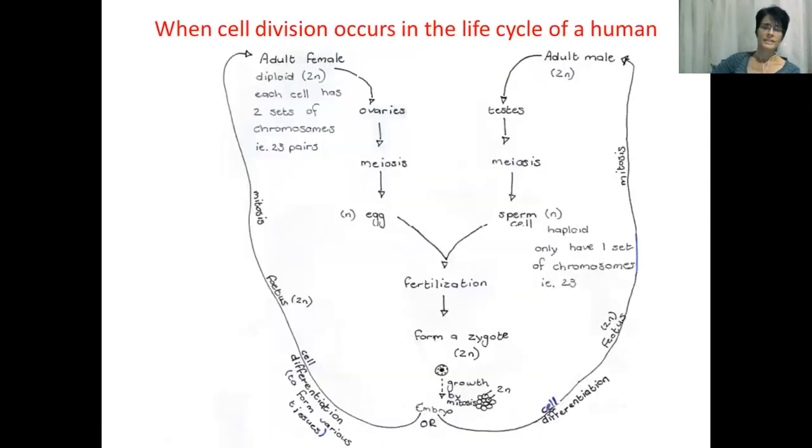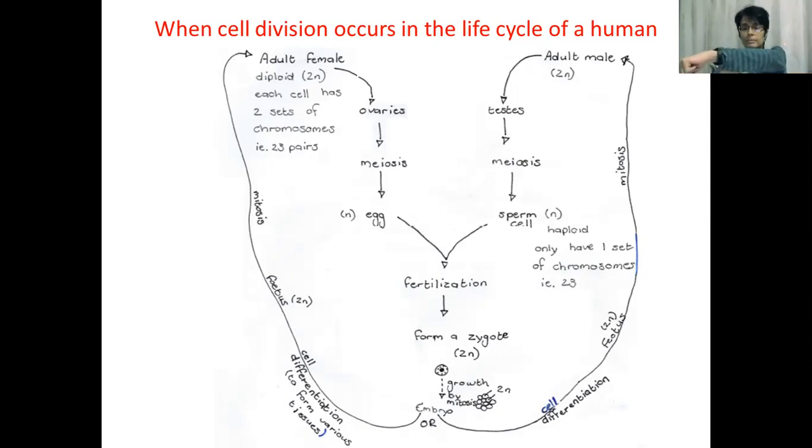So this is a nice diagram to start off with, and it shows the life cycle of a human, not just a human, but most vertebrates. If you look here, there are two adults at the top, one is the adult male and one is the adult female. Adults' cells are said to be diploid. In other words, they've got two sets of chromosomes. So in humans, there are two sets of 23. So we have 46 chromosomes, or 23 pairs of chromosomes per cell.